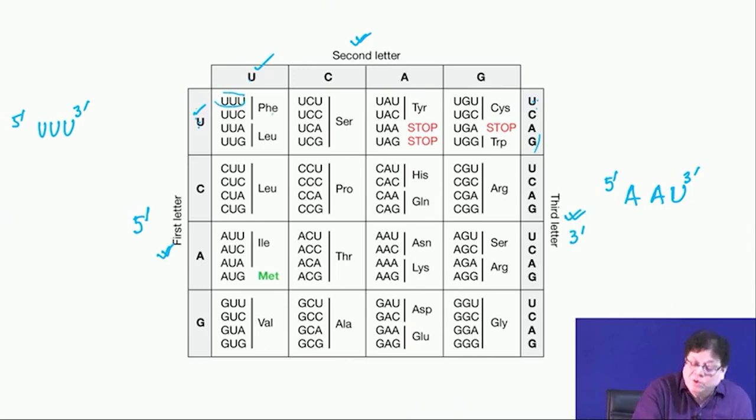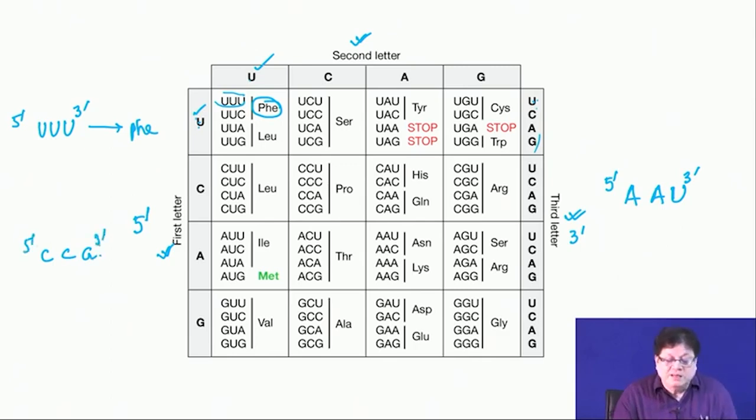This UUU is coding for phenylalanine. Okay. Suppose I say, what is CCG, 5 prime to 3 prime? What codes for CCG? So, how do you go about it? You take C, and then the next C, the second letter is C, that means you have to take this one. So, CC and G, where is your CCG? That means you have to take here. This is your G. So, CCG.